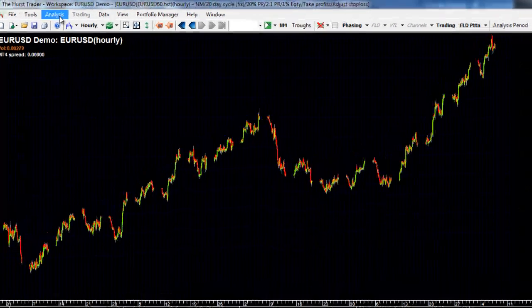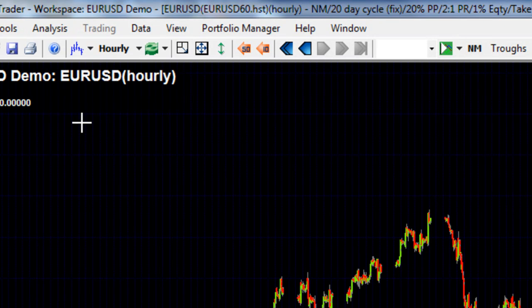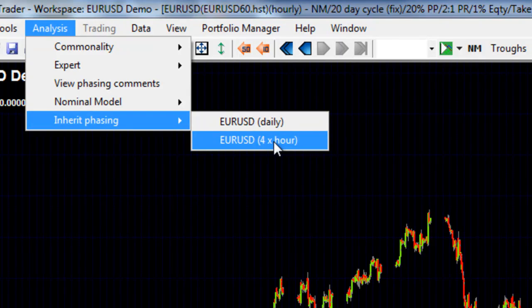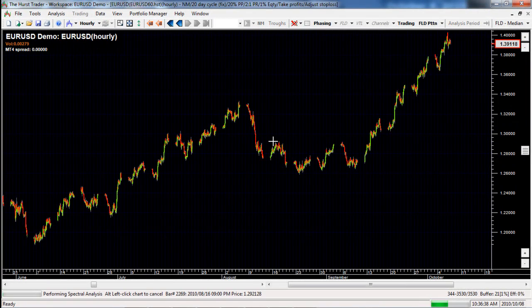Now, I am going to inherit the analysis from the 4-hour chart. This process, hopefully, you are getting used to. You click on the analysis menu, and then inherit phasing, and then the 4-hour chart, which is the chart that we're inheriting the phasing analysis from, and I click on start the analysis.